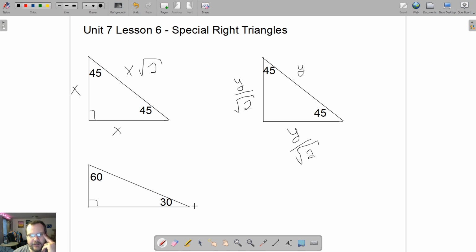So I'm going to call the side opposite the smallest angle x. The hypotenuse then is twice that, so the hypotenuse is 2x. So if this is 3, this is 2 times 3, or 6. And then the side opposite the 60 is x times the square root of 3. Okay? All right, so let's take a look at how these show up on your assignment for today.